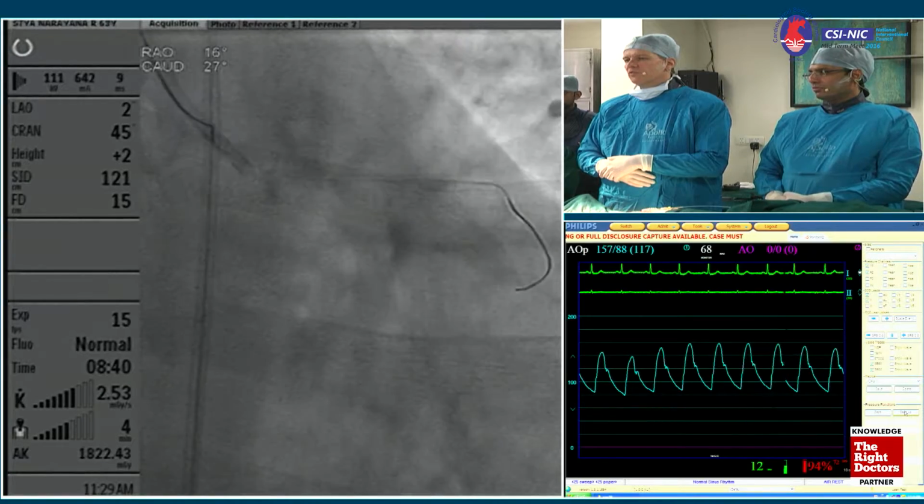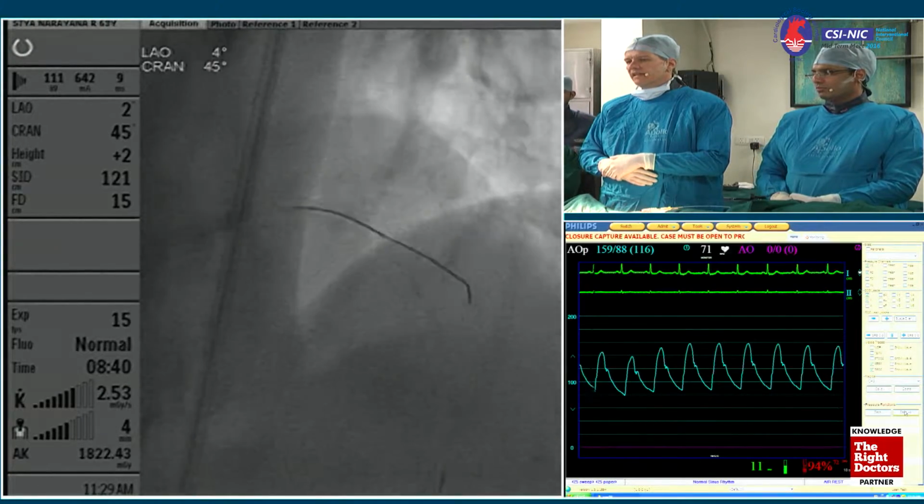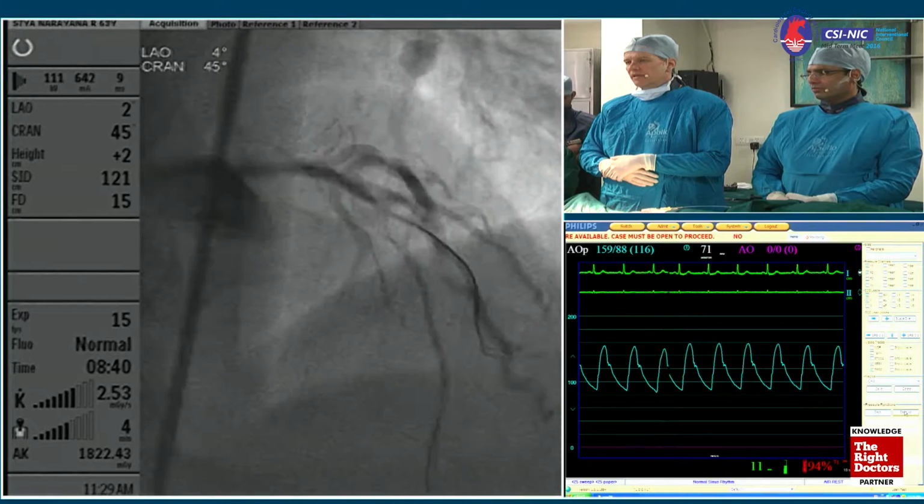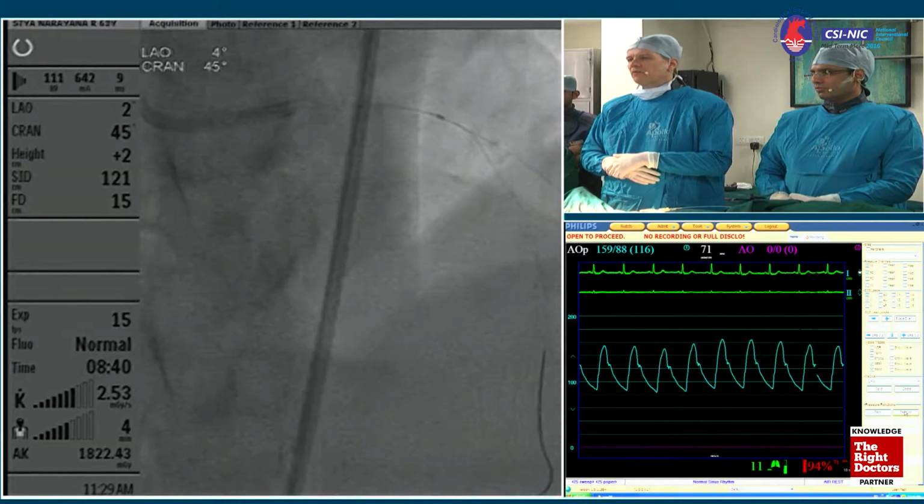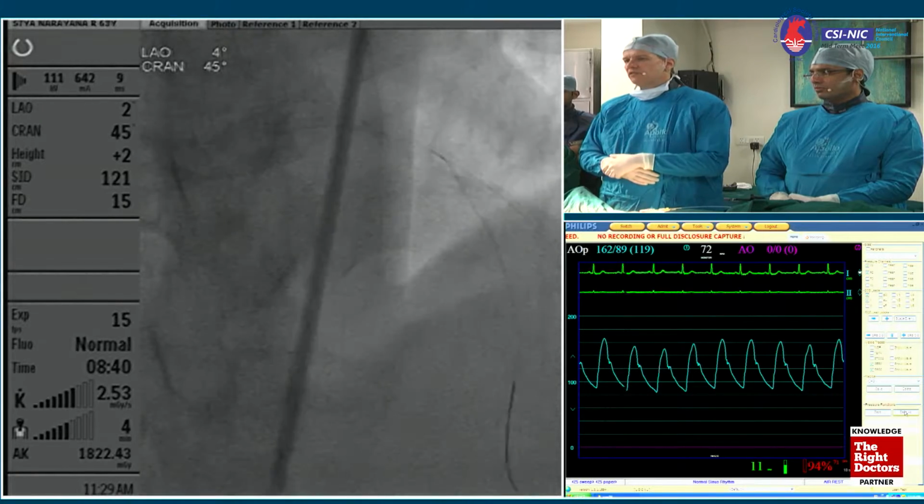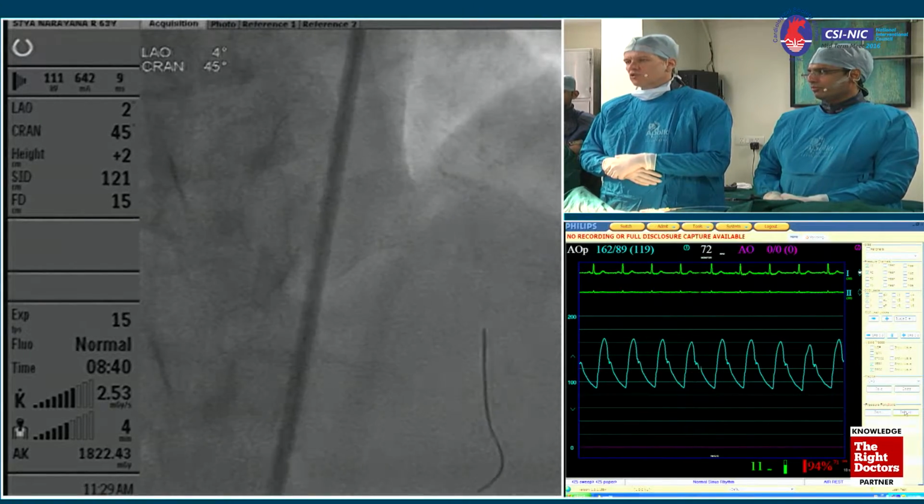We wanted to also wire the diagonal branch. Here you can see the wire on the diagonal branch. And then we said, depending on whatever happens, we would like to dilate. And you can see that even a 2.5 balloon doesn't cross the LAD lesion.